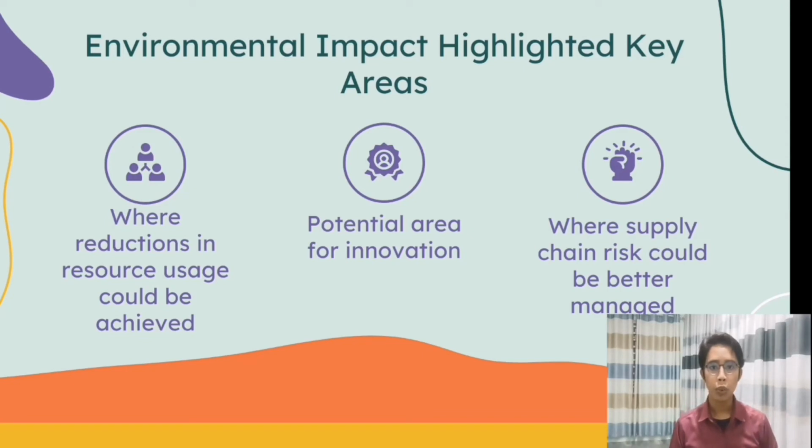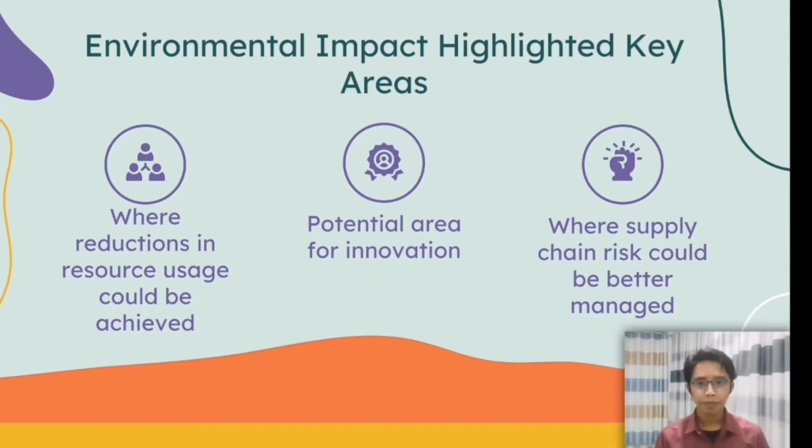In the Puma report, the value on environmental impact highlighted three key areas. The first one is where reduction in resource usage could be achieved, the second one is the potential area for innovation, and the last one is that supply chain risk could be better managed.